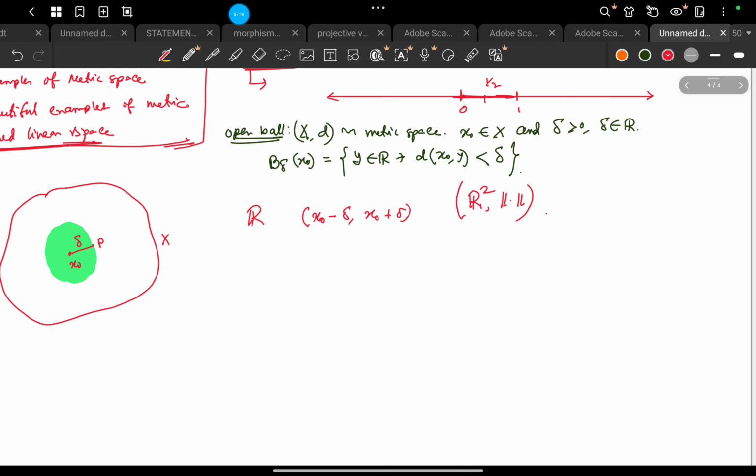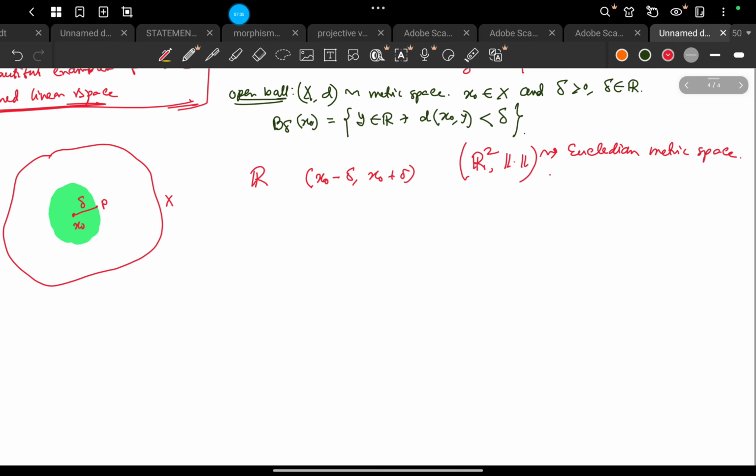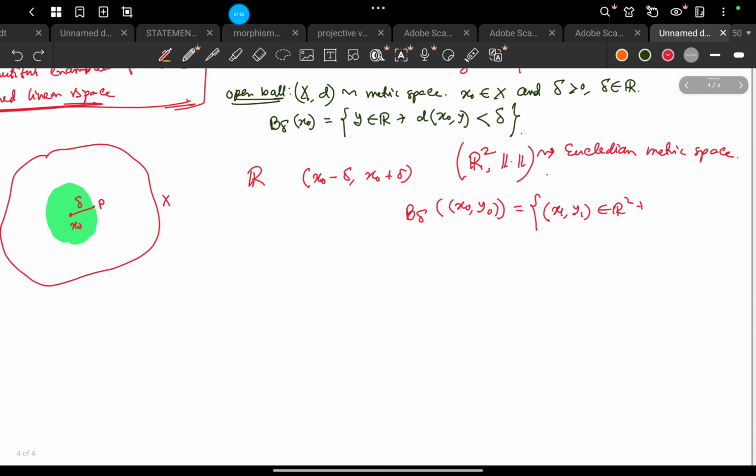Okay, that is a Euclidean metric space. So then what will be the structure of the open ball? The open ball will be the following. Suppose we have B delta. In case of R2, B delta of (x naught, y naught) is the set of all (x1, y1) belonging to R2 such that the norm of (x naught, y naught) minus (x1, y1) is strictly less than delta.